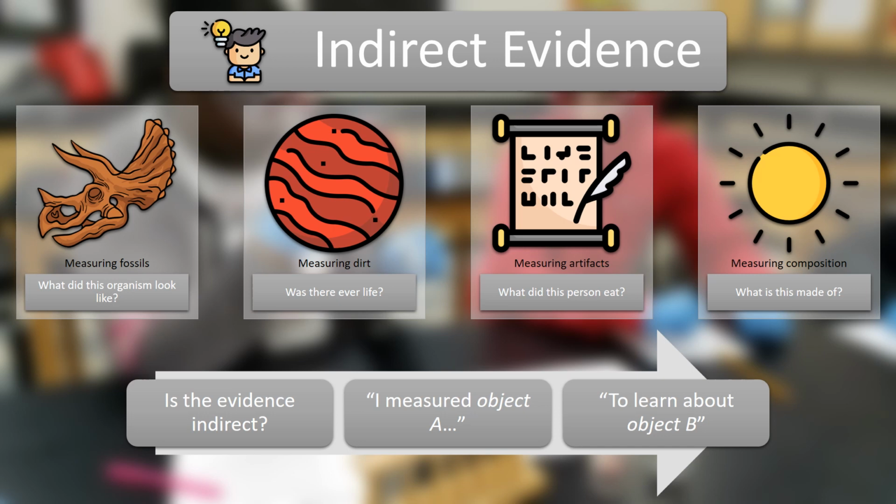We can also make indirect observations and gather indirect evidence to learn about the composition of something that we can't directly interact with. Think about the sun. Believe it or not, we actually know exactly what the sun is made out of: hydrogen and helium. Now, we can't visit the sun, we can't touch the sun, we can see it, but we actually measure its light, object A, to learn about what it's made out of, object B. That is why it's an example of indirect evidence.